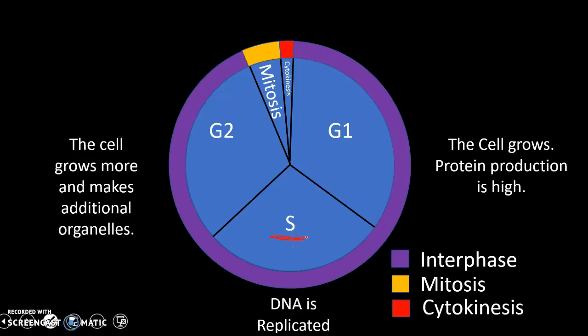Now after S phase, after DNA is replicated, we go to G2, where the cell grows, and then finally we go to this section of the cell cycle, and these two parts, mitosis and cytokinesis, could be summarized as cell division.